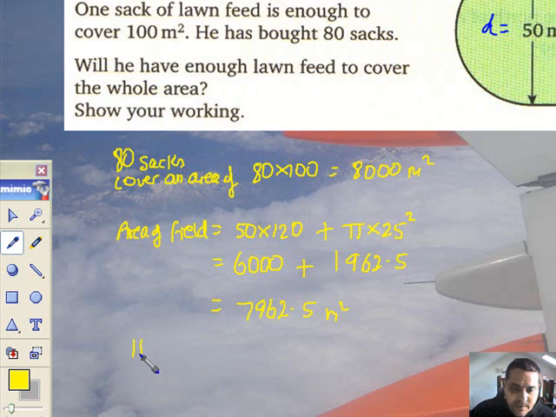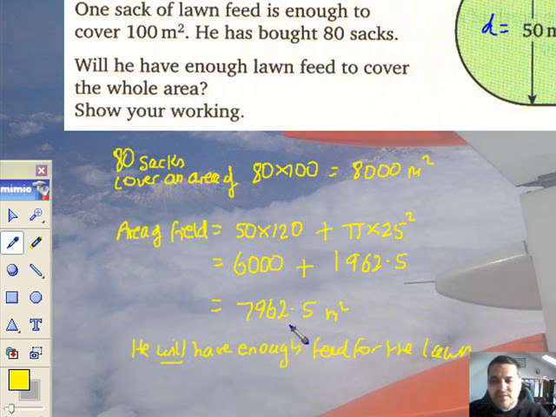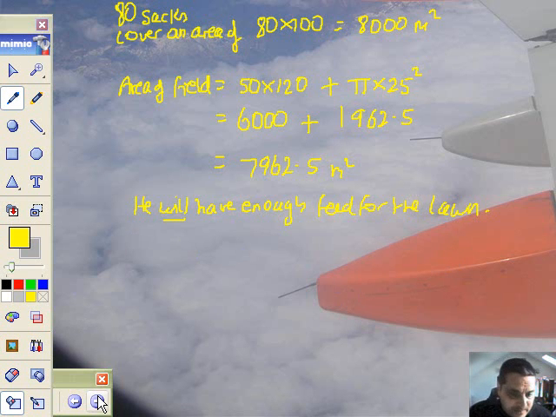Will he have enough lawn feed? Yes, he will have enough feed for the lawn. Is that alright? And you don't have to say because that's less than 8,000. You've proved that that's less than 8,000, because you've got the figure and you've said, yeah, it's enough. So that's a lovely question.